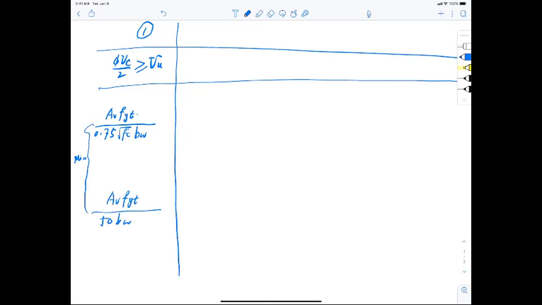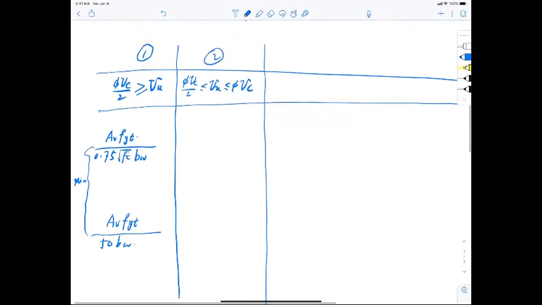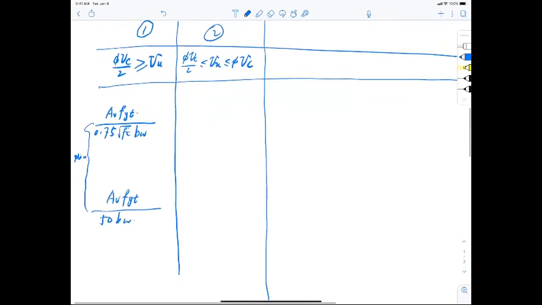Category two, Vu is, well, let me put Vu in the middle. Vu is greater than phi Vc, okay? But in here, right? So what is the S max spacing right now? What is it? So I need to copy them two, right?